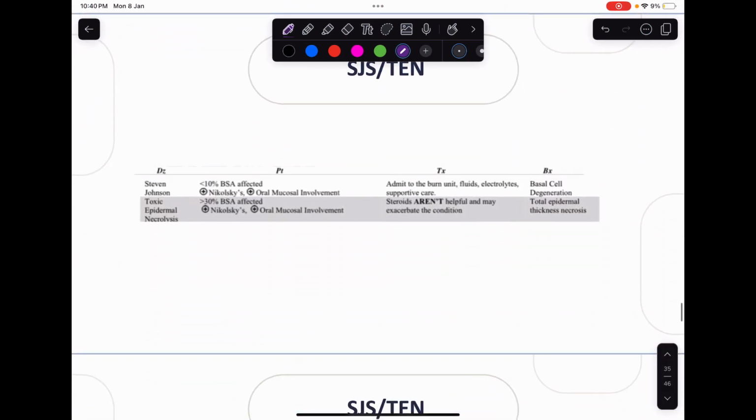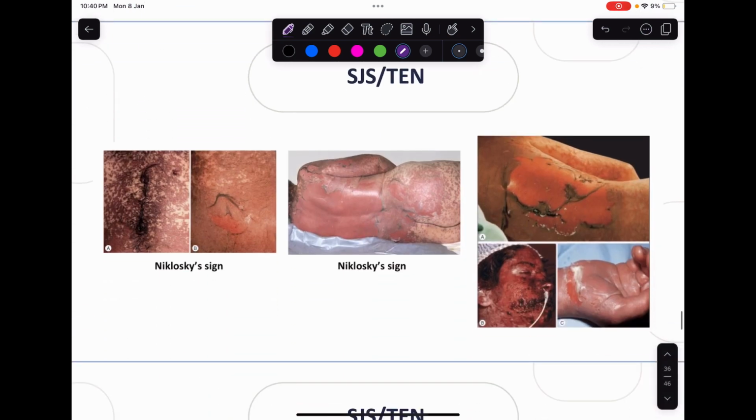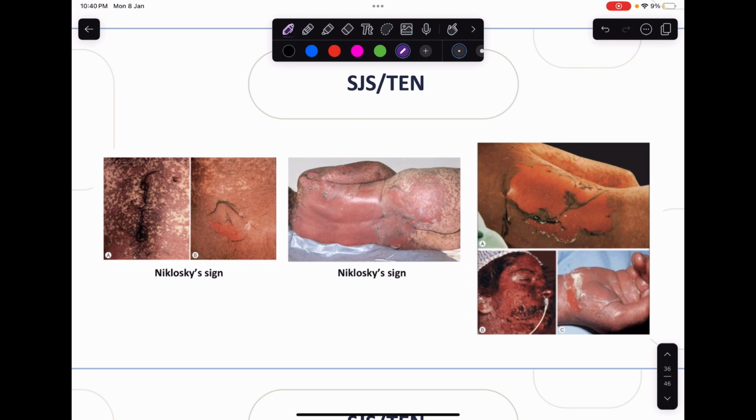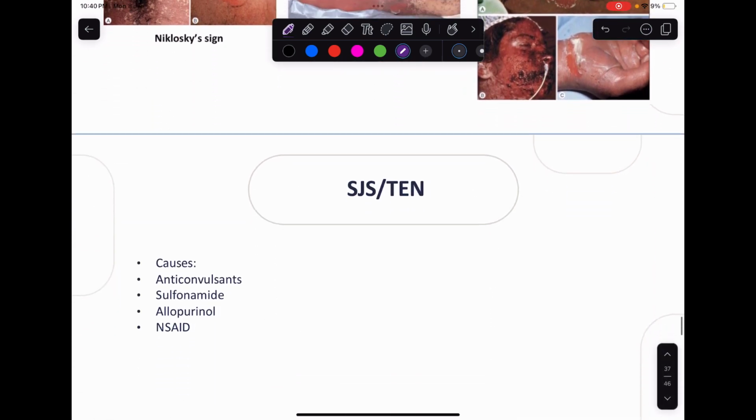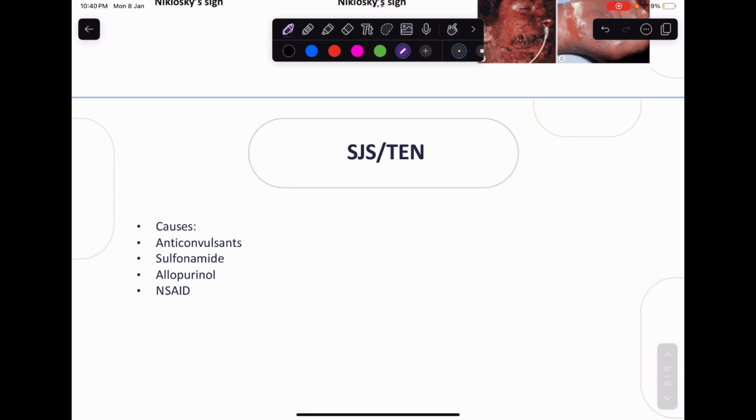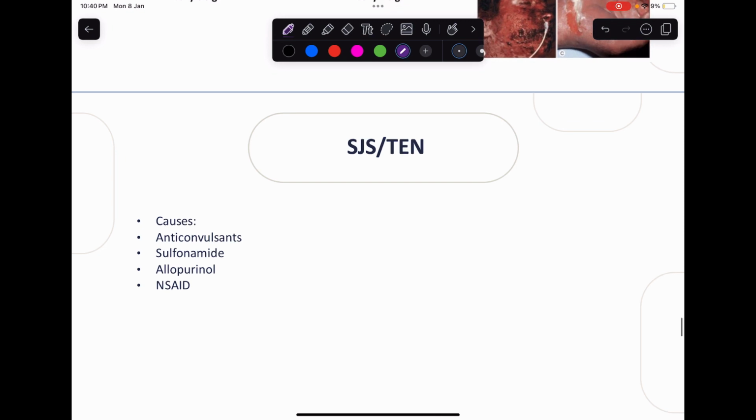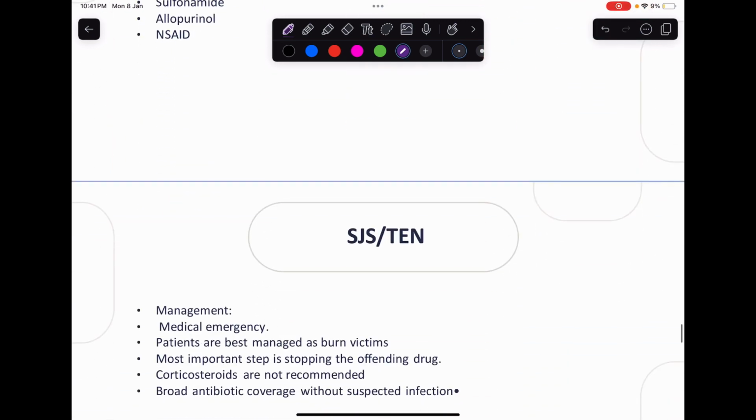هذا الجدول يلخص ال difference between ستيفن جونسون والtoxic epidermolysis. هذه الصور مثل ما قلنا راح يكون عندهم positive necrotic sign، راح يكون عندهم mucous membrane involvement. بالنسبة للcauses anticonvulsant can cause SJS و TEN مثل الفينوتاين, phenobarbital, carbamazepine. Also sulfonamide might cause SJS و TEN, allopurinol, NSAID كلها ممكن تسبب لهذا الرياكشن.